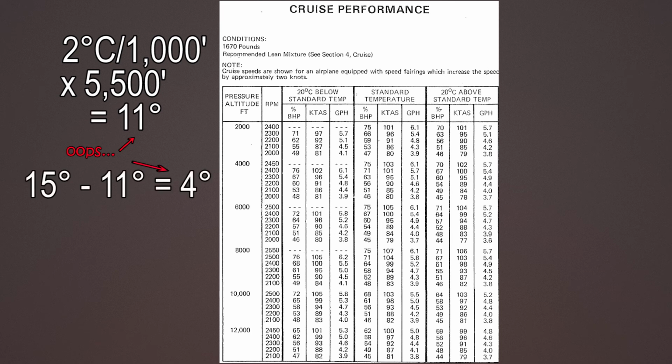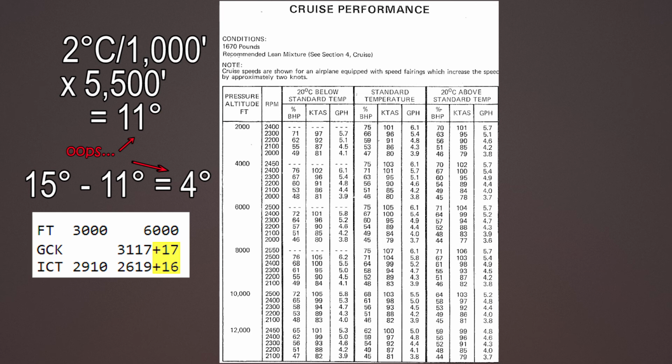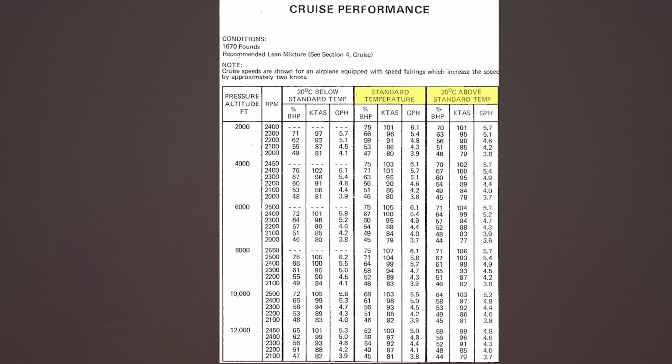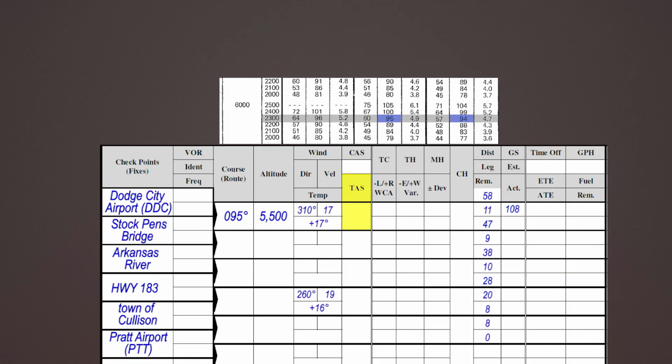If we look at our winds aloft, it happens to be plus 16 or plus 17 depending on which wind you look at, which means it's about 10 degrees above standard. That puts us in between the standard temperature and the 20 degrees above standard, and so we can interpolate if there's a big difference. So looking at 6,000 feet, we'll be cruising at around 2,300 RPMs. And looking at our true airspeed, that's either 95 with the standard or 94 with the 20 degrees above. So we'll go ahead and take 94 since that's the worst performance.